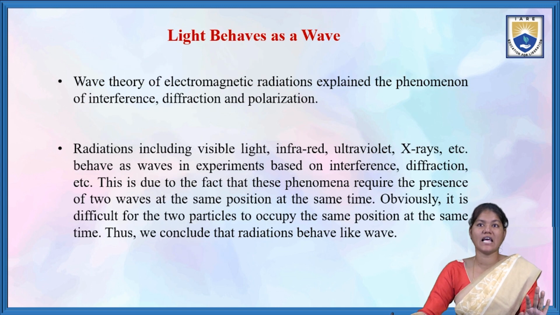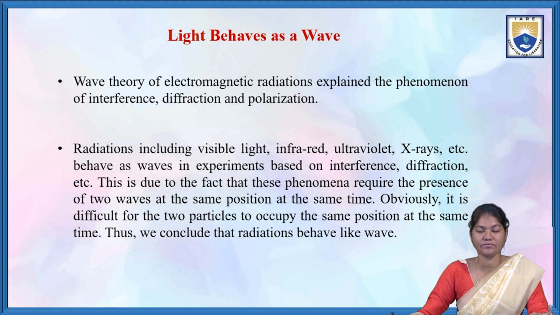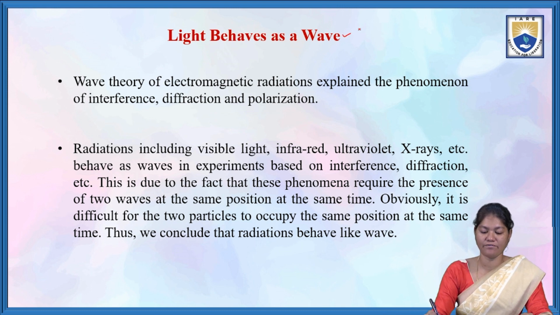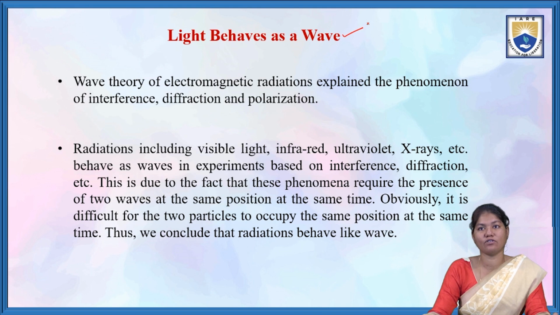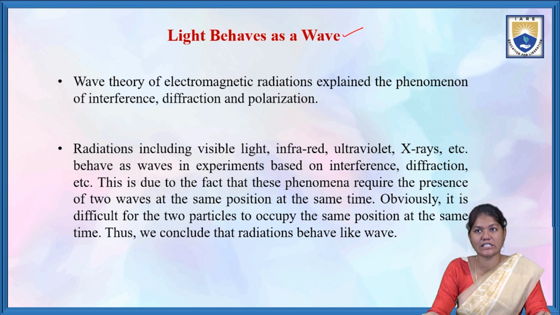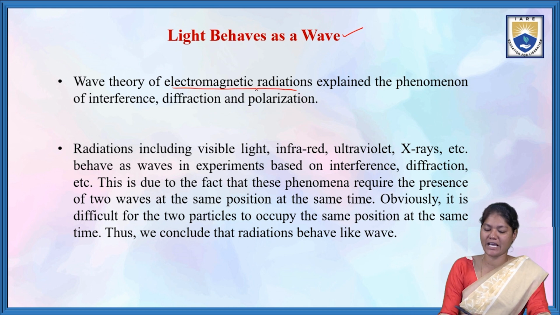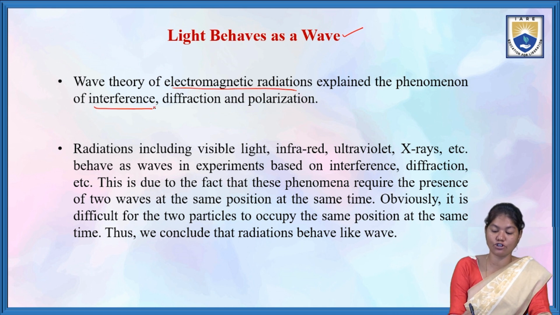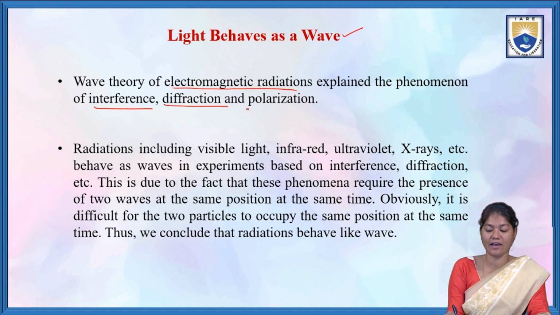Next we move to how light behaves as a wave. The wave theory of electromagnetic radiation explained the phenomena of interference, diffraction, and polarization. This radiation includes visible light, infrared, ultraviolet, X-rays, etc.